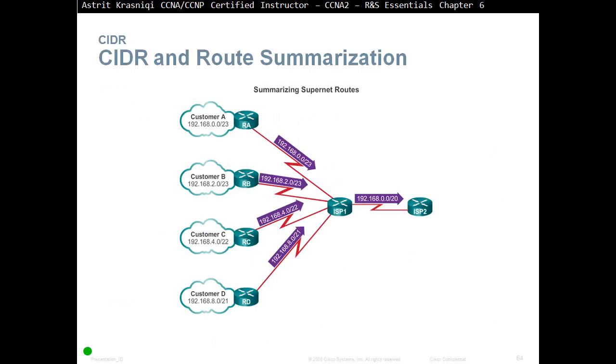Classless interdomain routing and route summarization. This is what we have: 192.168 to 23. We summarize all these addresses into a smaller /20, for example. That's called classless interdomain routing.